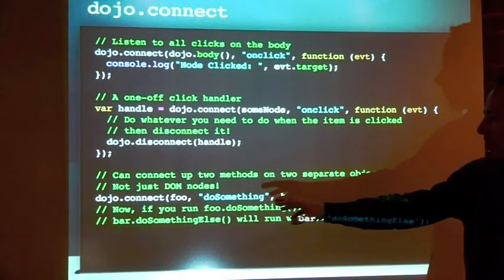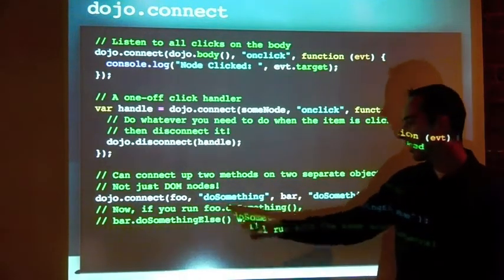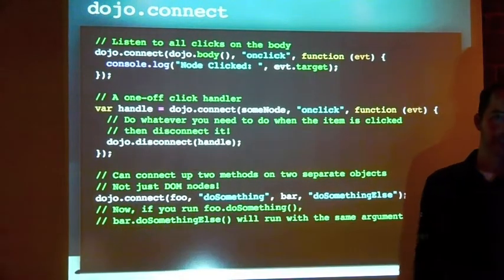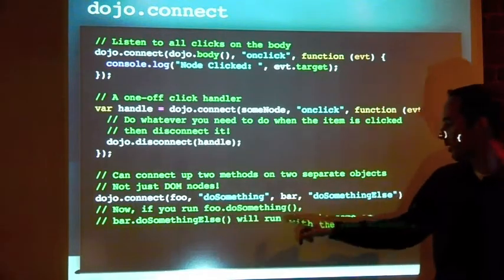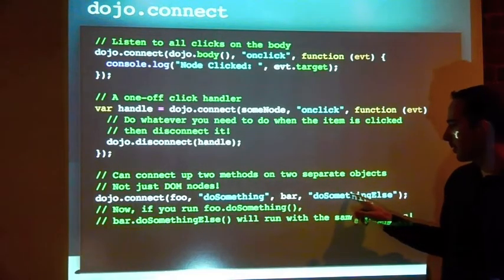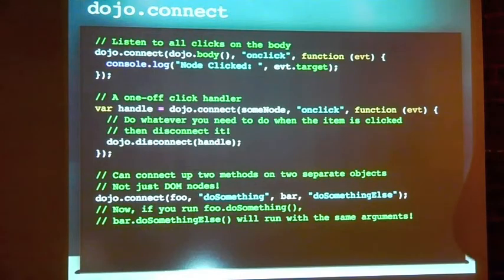So in dojo.connect, right, we're going to listen to foo, and we're listening for do something, right? So when the do something event fires on foo, we're going to call do something else, but we're going to call do something else in the scope or context of bar, right?